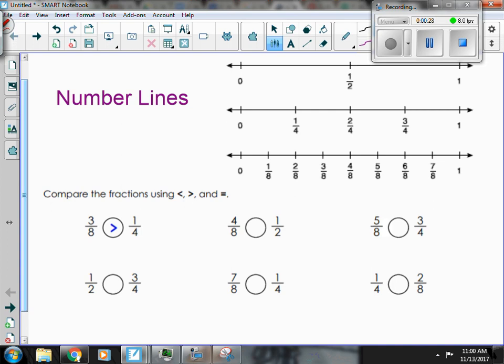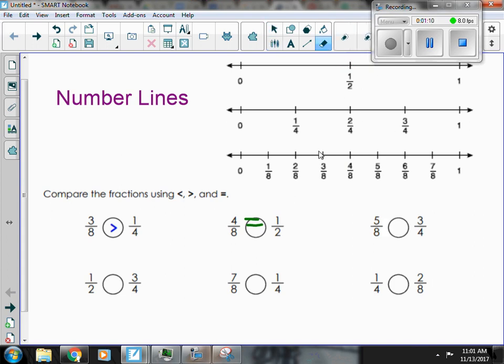They gave us 3/8. So I'm going to mark 3/8 on my number line and 1/4. Well, I can see that my dot for 3/8 was farther down closer to 1 than my dot for 1/4. So I know that 3/8 is bigger than 1/4. Okay, let's look at the next one. I have 4/8, which is right here, and 1/2, which is right here. Well, as I look, I see that they are equal in line, which means that those two are equal fractions to one another.